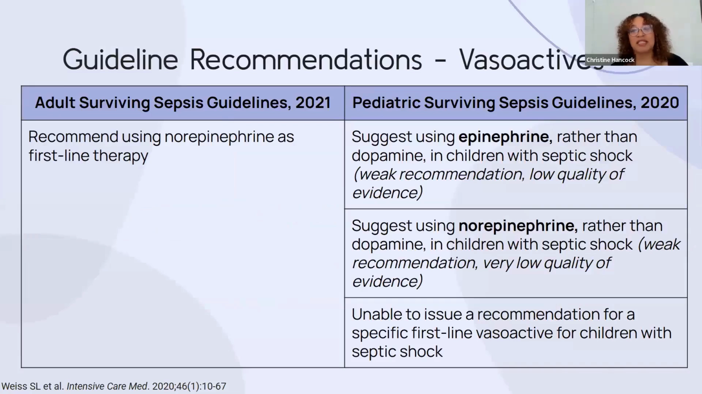And so what do our guidelines recommend? As we know, there are the Surviving Sepsis guidelines. There is the pediatric version and the adult version. In terms of our adult version and the data we have, their recommendation is to use norepinephrine as first-line therapy. But on the flip side, the pediatric Surviving Sepsis guidelines suggest using epinephrine or norepinephrine as the first-line therapy compared to dopamine. And this is all based off of weak recommendations and low quality evidence. And they are unable to provide a recommendation for a first-line vasoactive for children with septic shock.